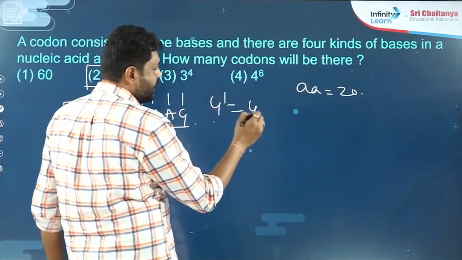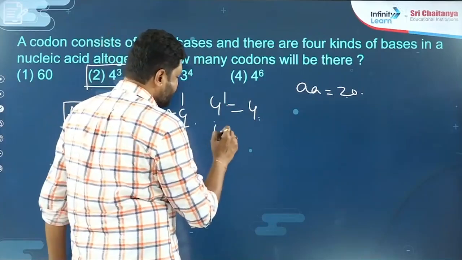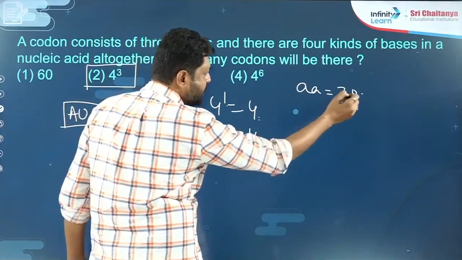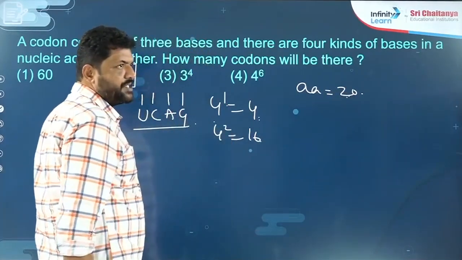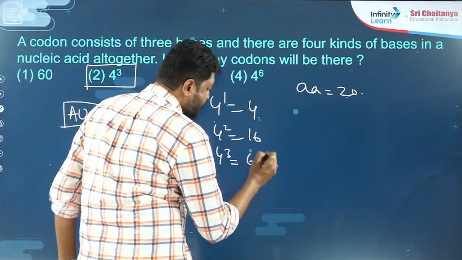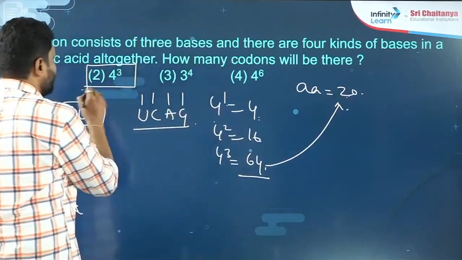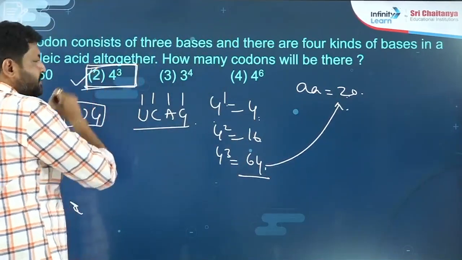4 to the power of 1 is equal to 4, so only 4 will be coded. 4 to the power of 2 is equal to 16, but the number of amino acids is 20. 4 to the power of 3 is equal to 64 codons, which can code 20 amino acids. So the answer is 4 to the power of 3.